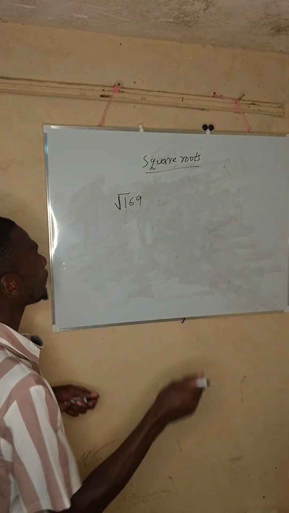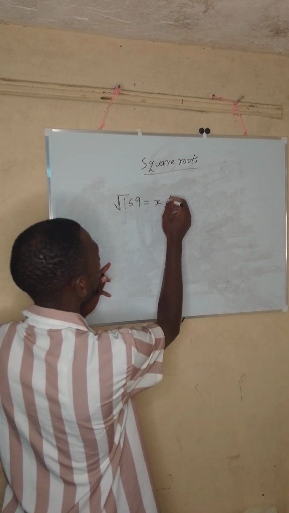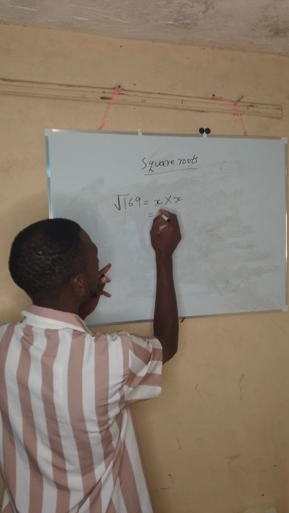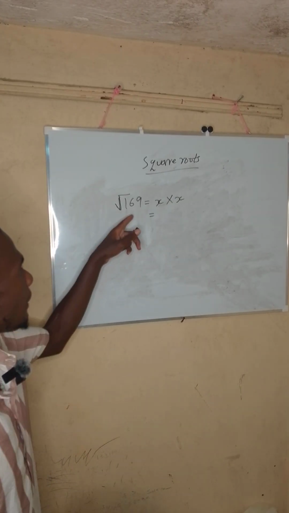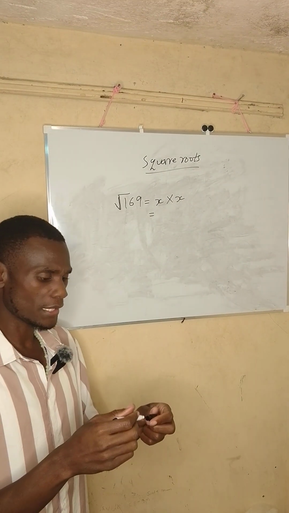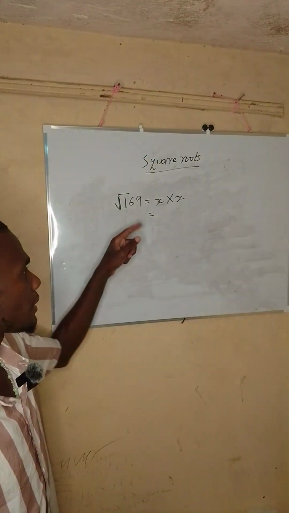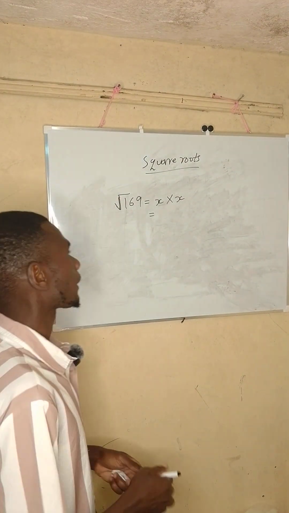Now, we know that for you to get the square root of a number, you need a number here to multiply by itself so that you can get that number. So there's this number 169. What is this number that was multiplied by itself to get 169?